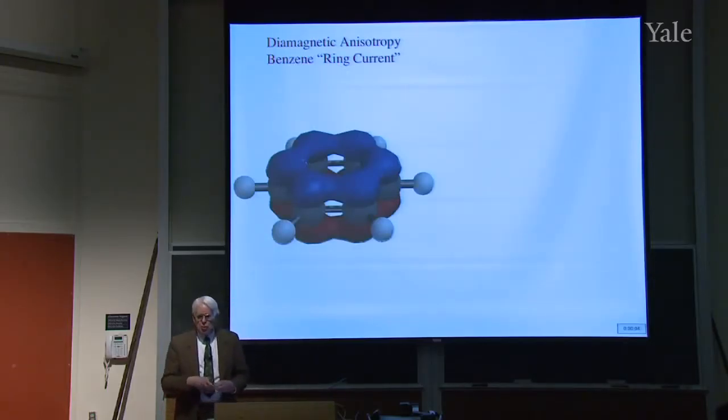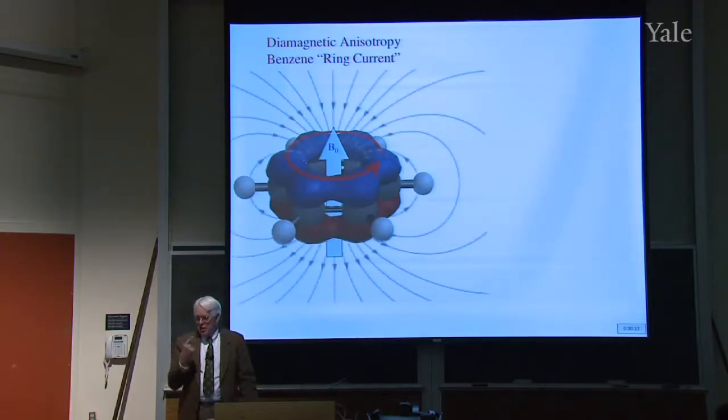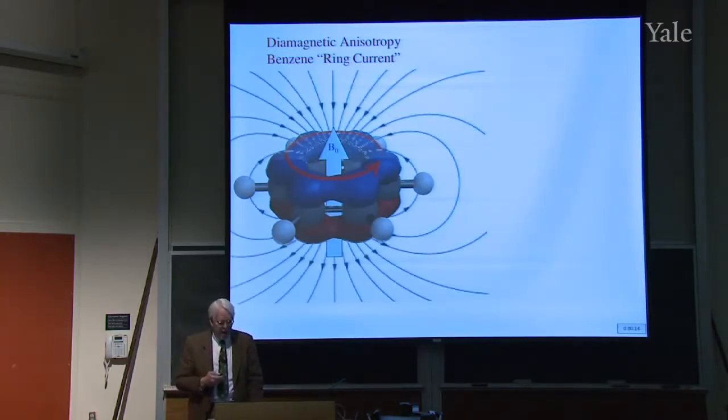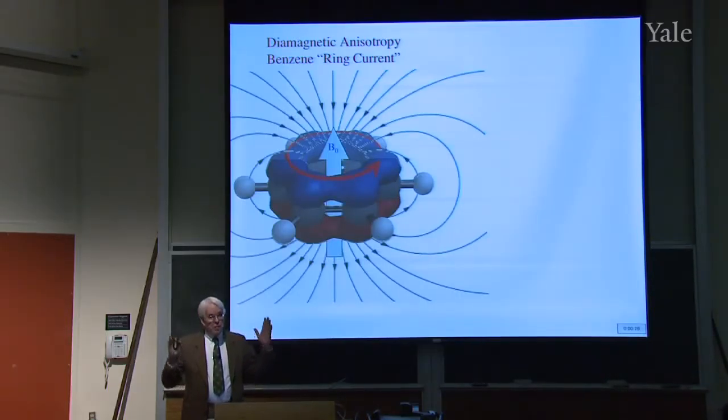So we have these pi orbitals overlapping in benzene, and then when you put a magnetic field on in that direction, you can cause circulation of those electrons, net circulation, okay? Now that creates a field that's opposed to the applied field in the middle of the ring, but reinforcing the applied field out where the protons are. Everybody with me on that? So it's reinforcing the applied field.